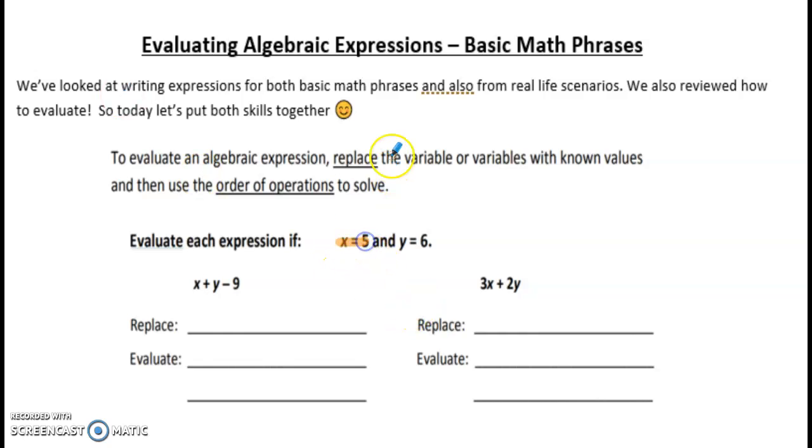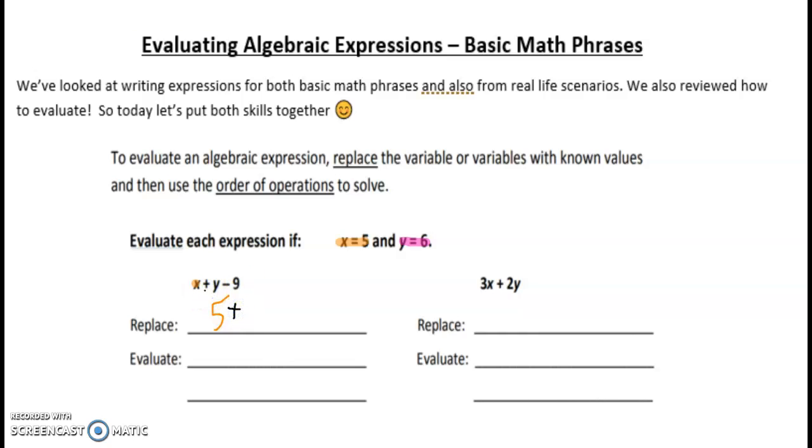The first one says evaluate each expression below if x equals 5 and y equals 6. Let's look at the first expression: x plus y minus 9. If I'm going to evaluate it, I replace my variable with the actual number. I have an x here, and we know x is 5. We keep all the other operations and relationships in the expression the same, so we have a plus sign.